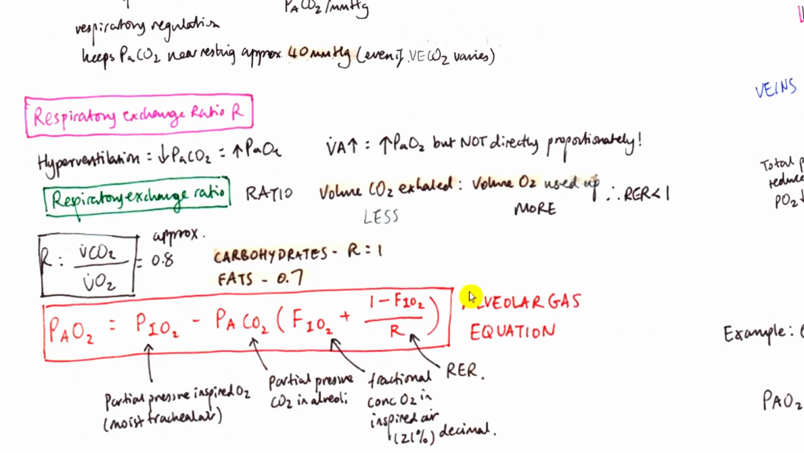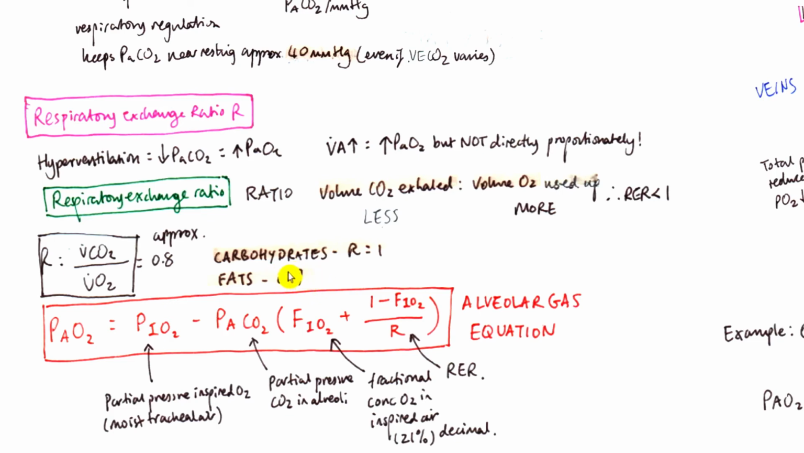So the respiratory exchange ratio, this is important for another equation. So firstly, what is it? Respiratory exchange ratio equation is the volume of carbon dioxide exhaled divided by the volume of oxygen used up, which is approximately 0.8. So that means that less carbon dioxide is exhaled than oxygen is used up. So it's typically less than 1 in a normal person. And if we're using carbohydrates only, then it's to do with the molecular structures of these compounds, so that would be 1 only. Whereas if we're using fats or proteins, then it would be slightly less than 1, so 0.7-ish for fats.